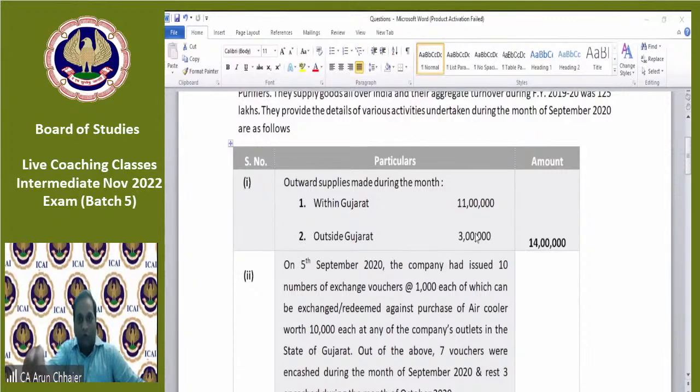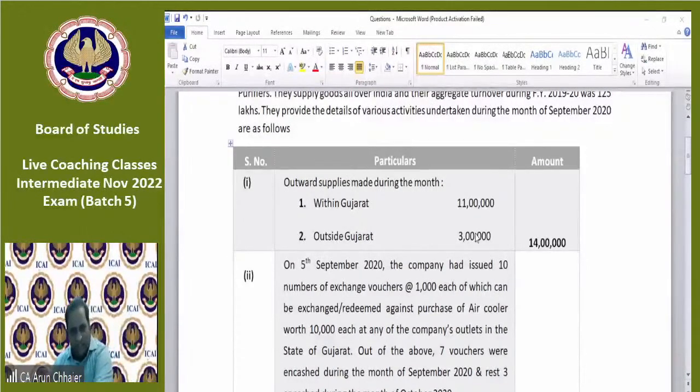Suppose I'm giving the voucher which is identifiable, that is, against which item I'm going to redeem it is identifiable at the time of issuance of the voucher. Then what is the time of supply? If it is identifiable, then the time of supply would be the date of the issue of the voucher. If it is not identifiable, in any other case, no problem.